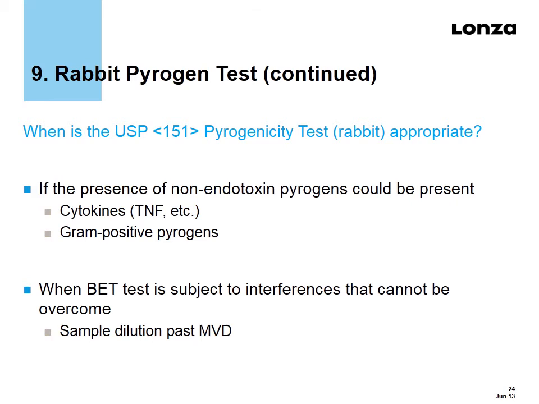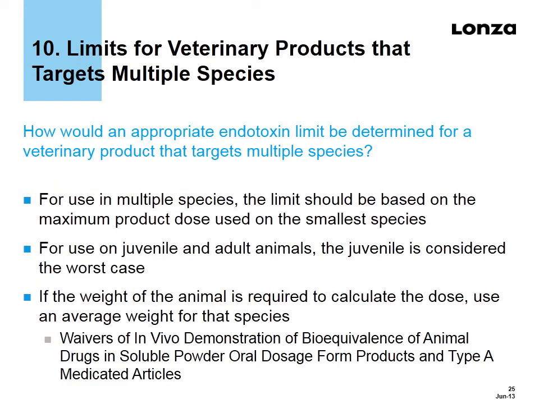product. The next area for discussion in the guidance document are limits for veterinary products that target multiple species. And the question is, how would an appropriate endotoxin limit be determined for a veterinary product that targets multiple species? And the document states that for use in multiple species, the limit should be based on the maximum product dose used on the smallest species.